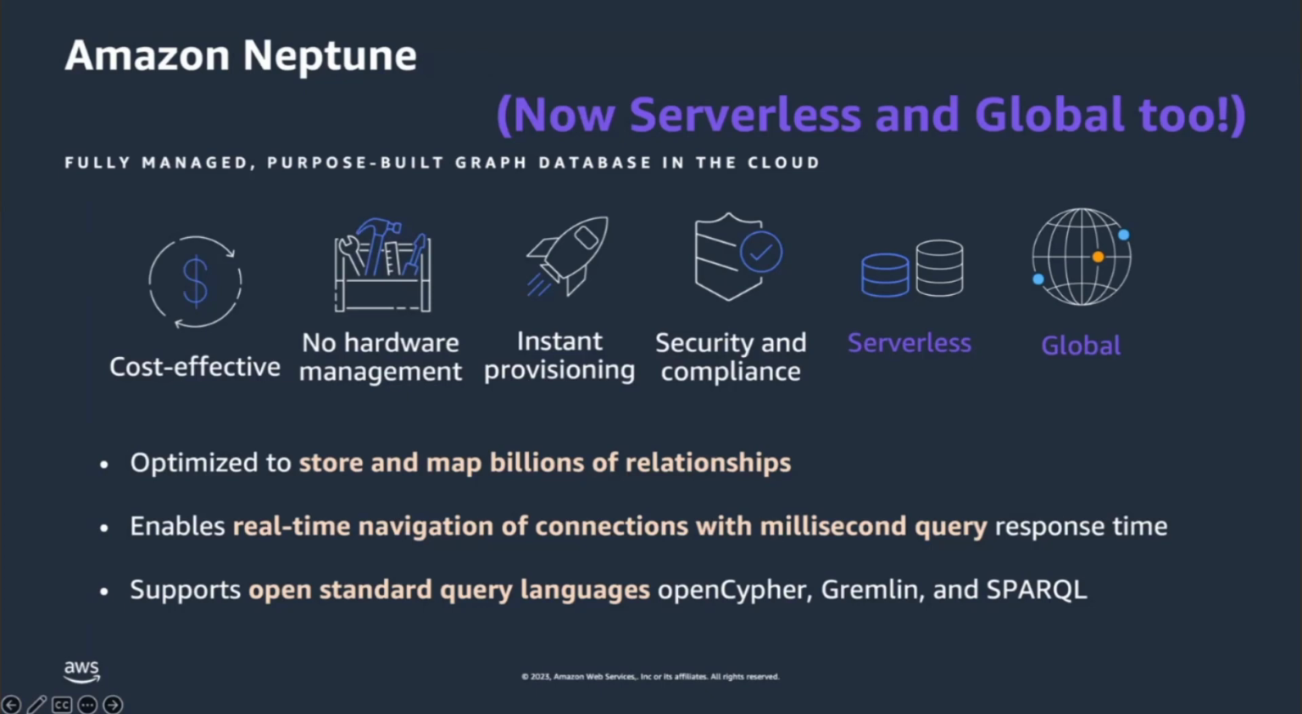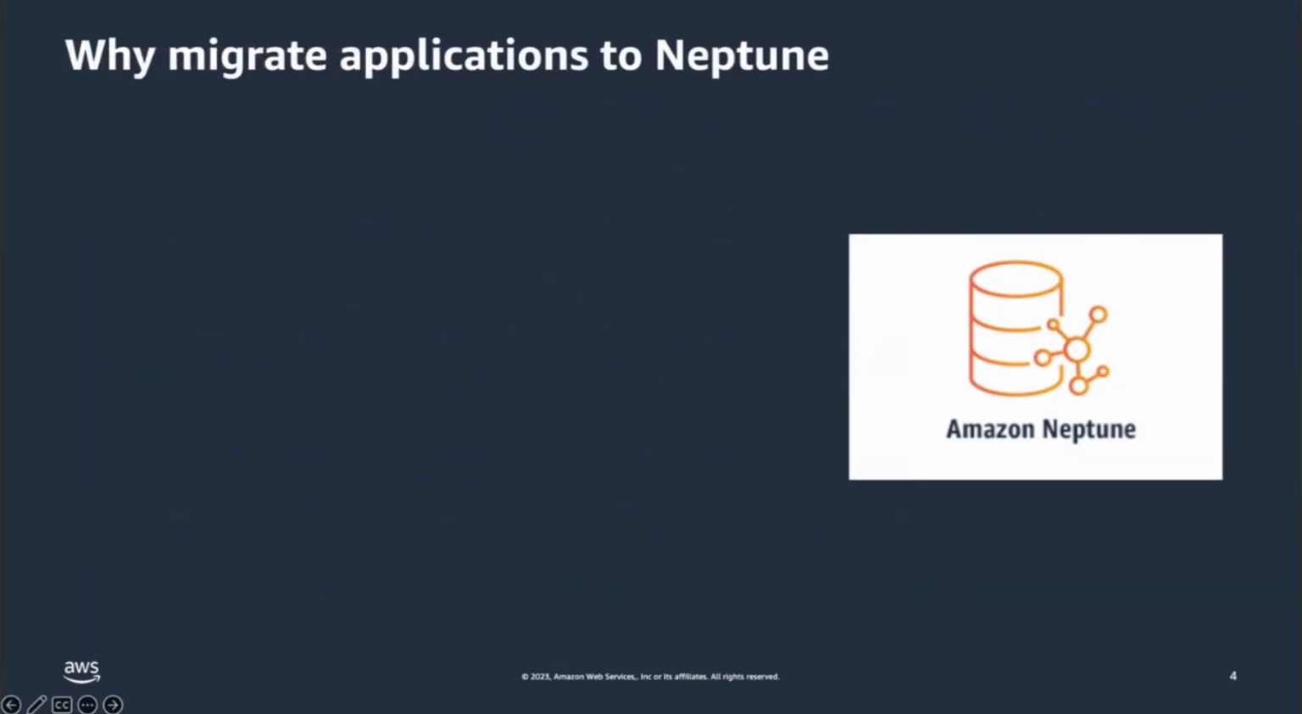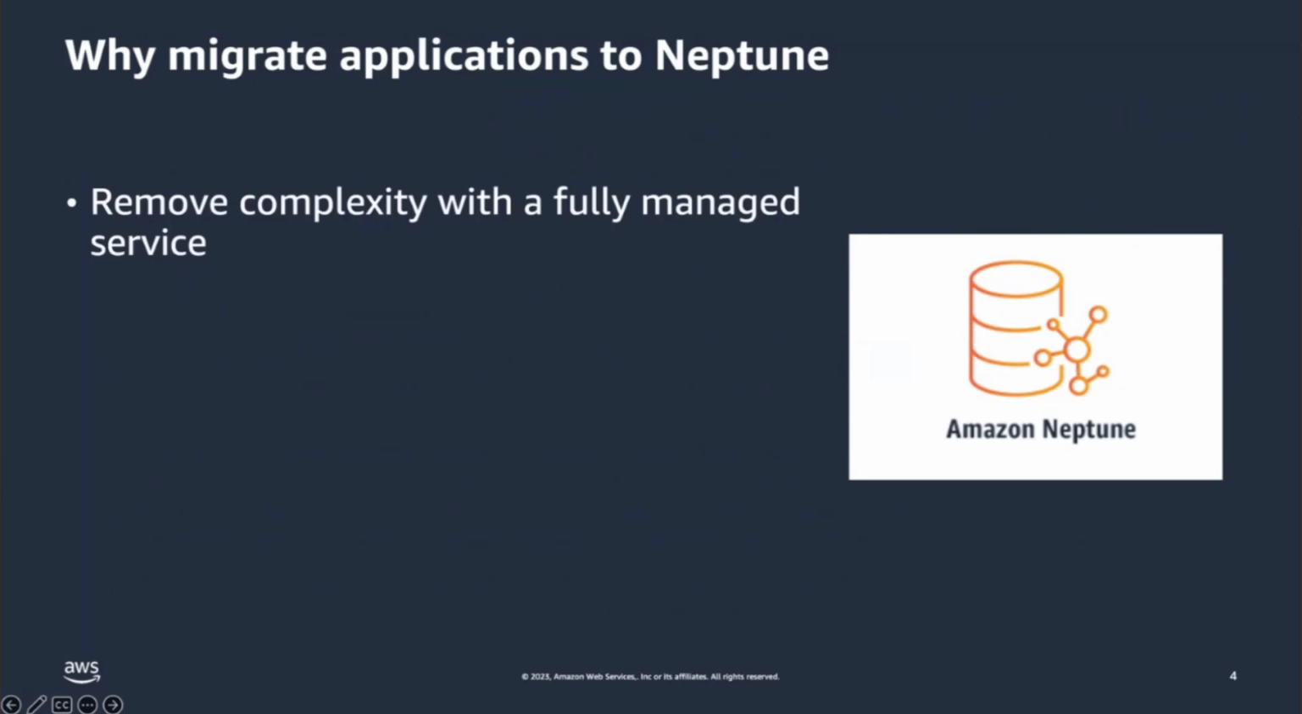We work with customers of all types across all different industries, but one of the common things we see is people that want to migrate their applications to Neptune. So why do they want to migrate their applications to Neptune from other systems? Well, one of the most common reasons is they want to remove complexity, be it operational or developer complexity. They want to move to a fully managed service. It really helps simplify their lives, both during development as well as during production and ongoing maintenance.